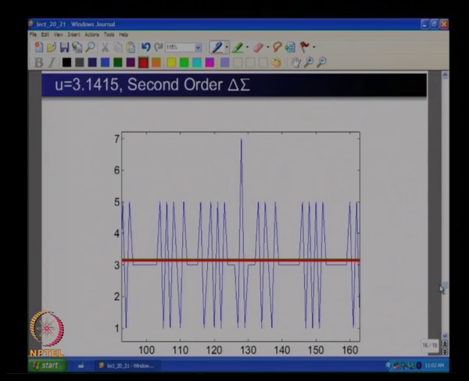In this particular example I have chosen a quantizer with delta equal to 2, and the levels going from 7, 5, 3, 1, -1, -3, -5 and -7. How many levels are there in the quantizer? It is an 8 level quantizer with a delta of 2.